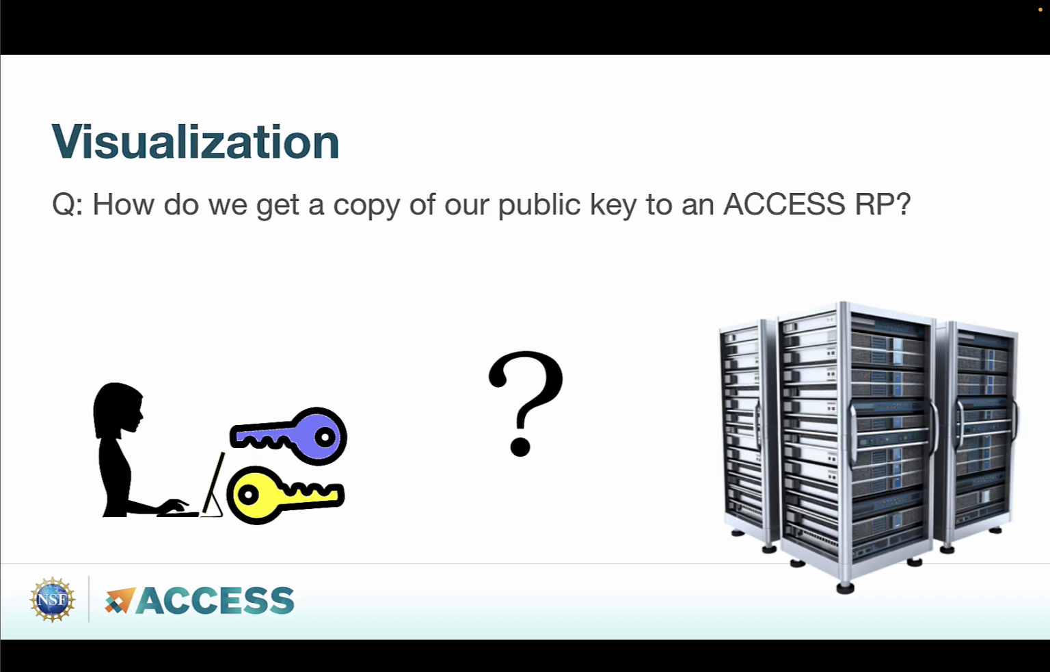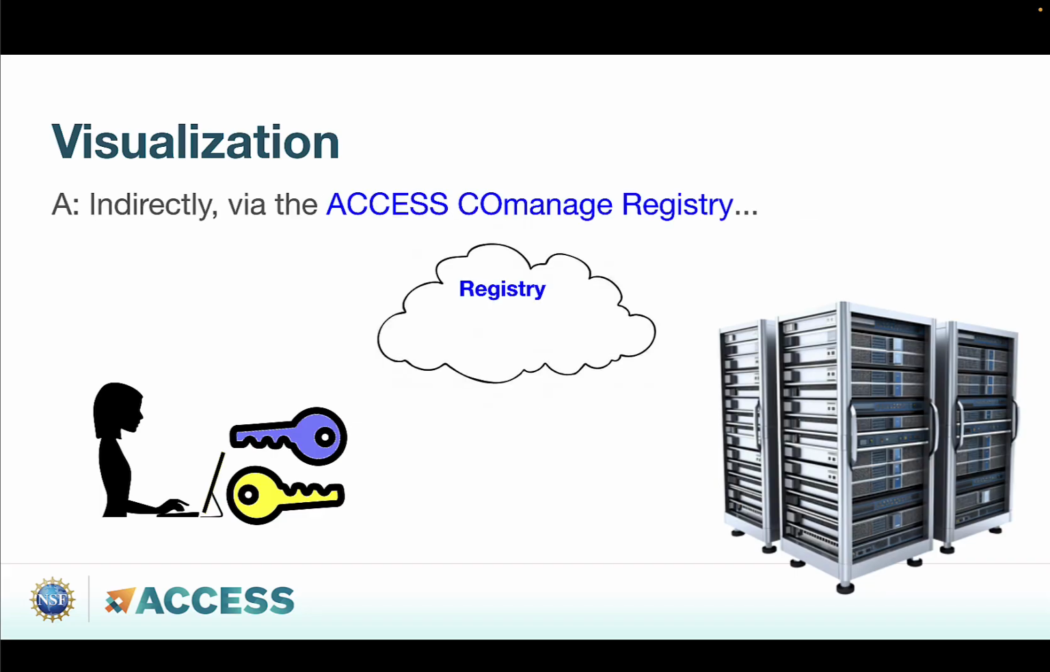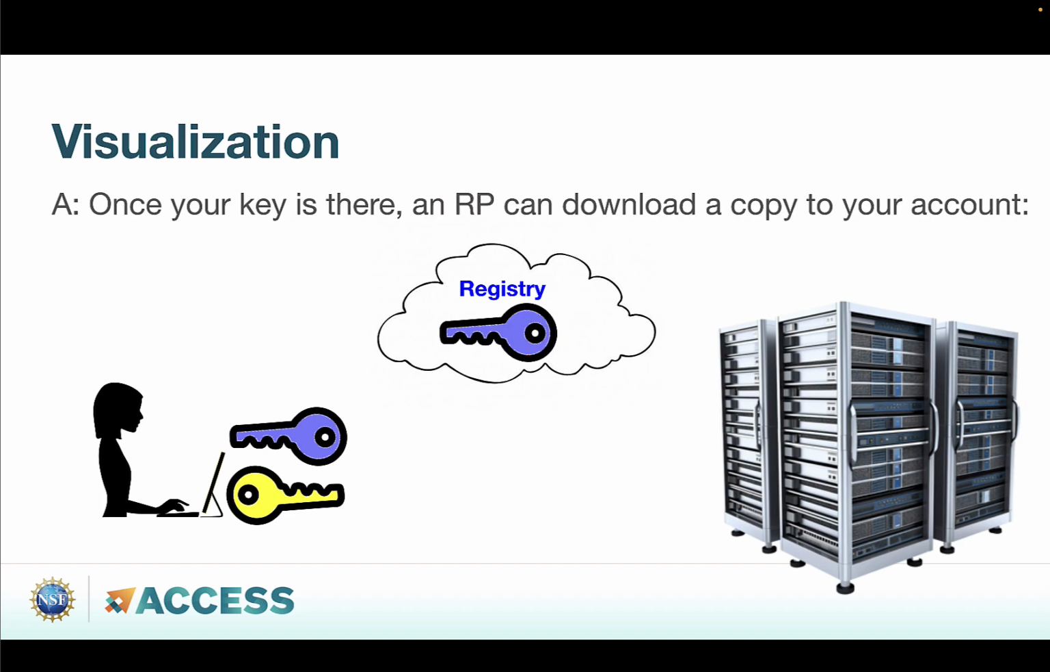Let's visualize what we just did and how it solves our problem. How do we get a copy of our public key to the ACCESS resource provider? Indirectly, through the ACCESS COmanage Registry. First, we upload our public key to the registry. Once our key is there, an ACCESS resource provider can download a copy to our account on their resource.